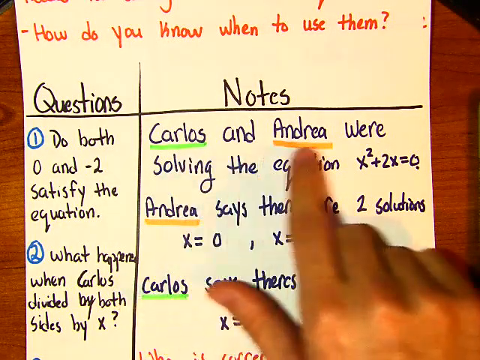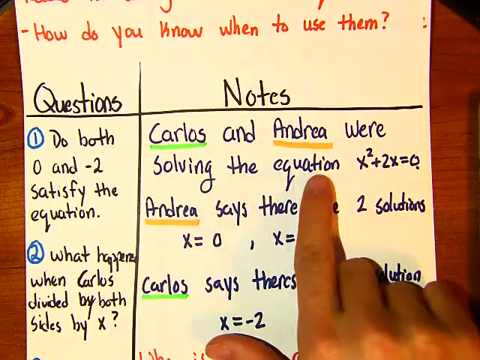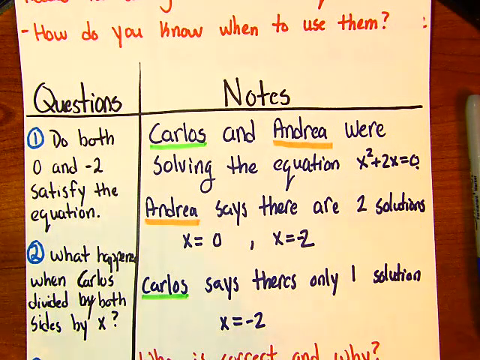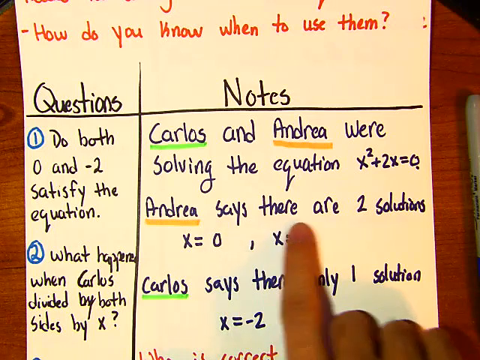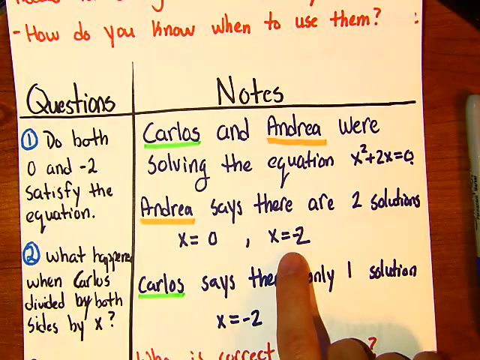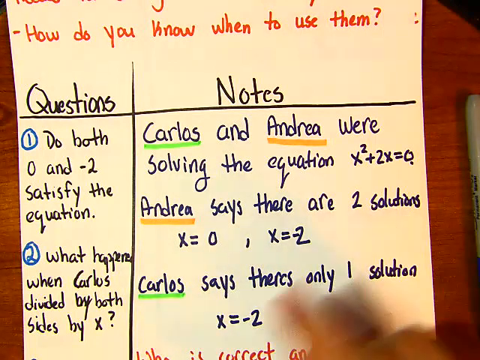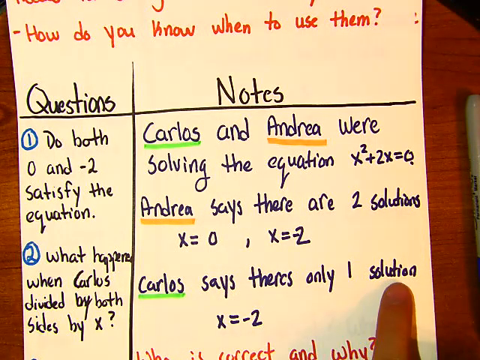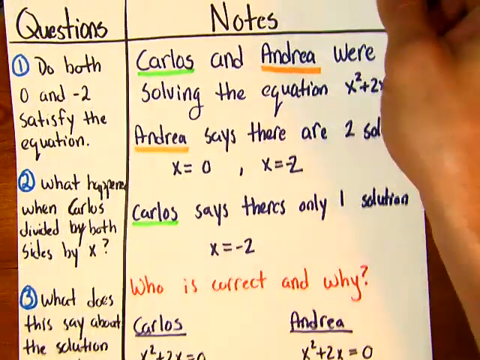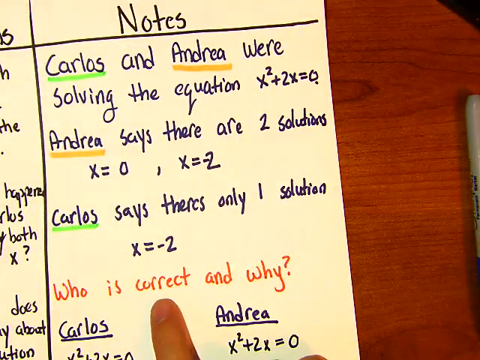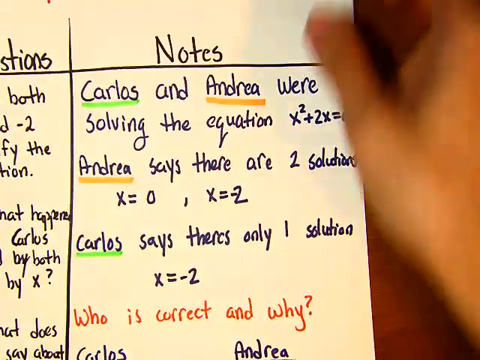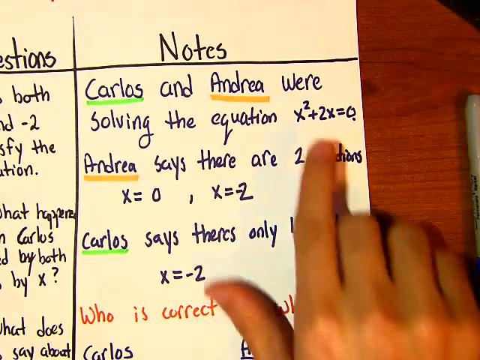If Carlos and Andrea were solving the equation x squared plus 2x is equal to 0, Andrea says that there are two solutions, x is equal to 0 and x is equal to minus 2. And let's say Carlos says that there's only one solution, x is equal to minus 2. The question I have for you is, who is correct and why? Or maybe they're both wrong. Take a few minutes, try and figure this out for yourself.